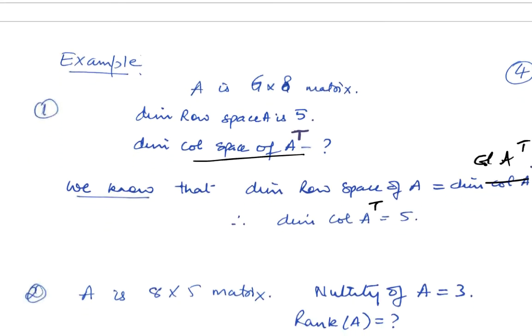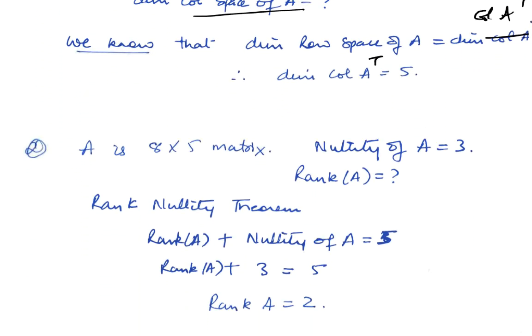Okay, now let's look at another scenario. If I have an 8 by 5 matrix and we're given the nullity of A to be 3, nullity means the dimension of the null space of A. Now, what is the rank of A? By the rank nullity theorem, the rank of A plus the nullity of A is equal to the number of columns of A, which is 5. So if the nullity of A is 3, then the rank of A is 5 minus 3, which is 2.